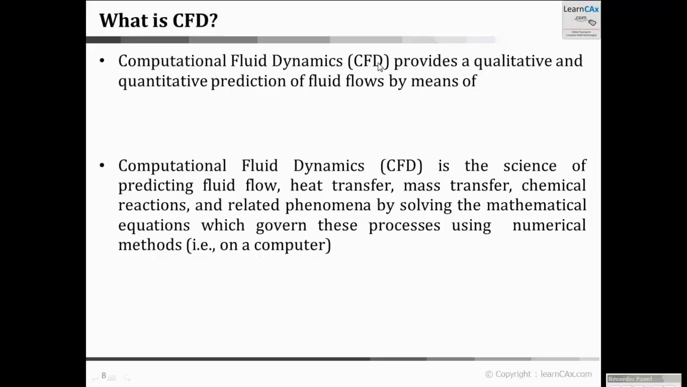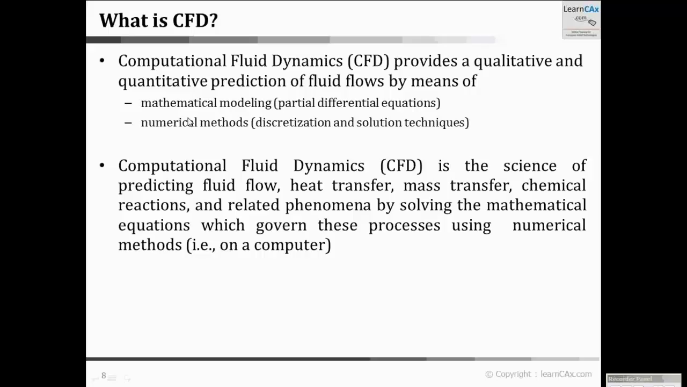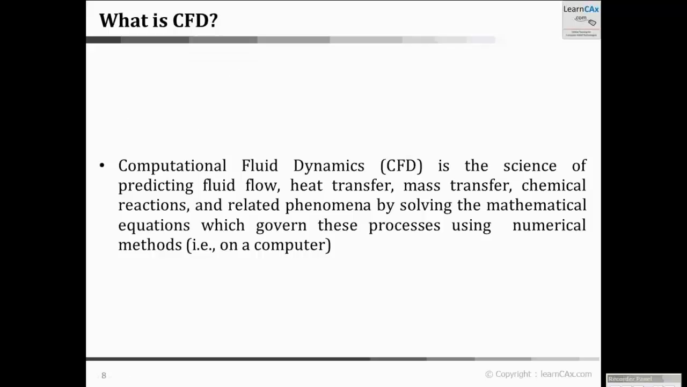So within CFD, what we get is a qualitative and quantitative prediction of fluid flow by using mathematical models and numerical methods, and all these mathematical models or numerical methods are clubbed into a software tool which solves these equations. When we do CFD, it is basically a three-stage process.